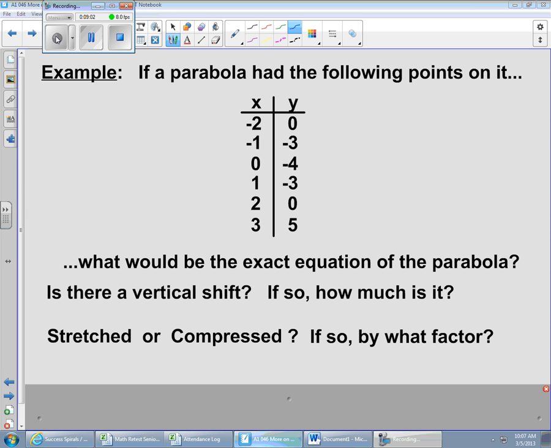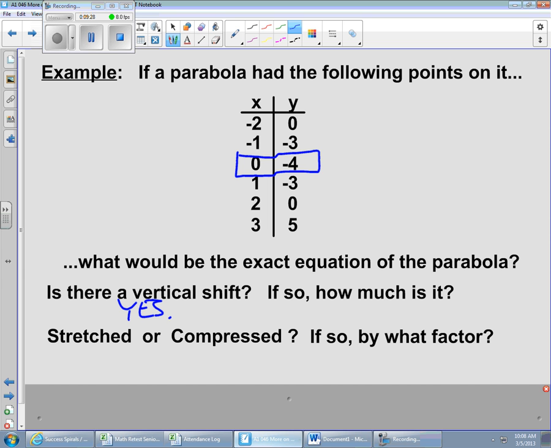Okay, so let's have a look here. First question, is there a vertical shift? We'll have a look at the points. This graph does have a vertical shift, and it has a vertical shift because it does not pass through the origin like it was supposed to. So is there a vertical shift? Yes, there is.